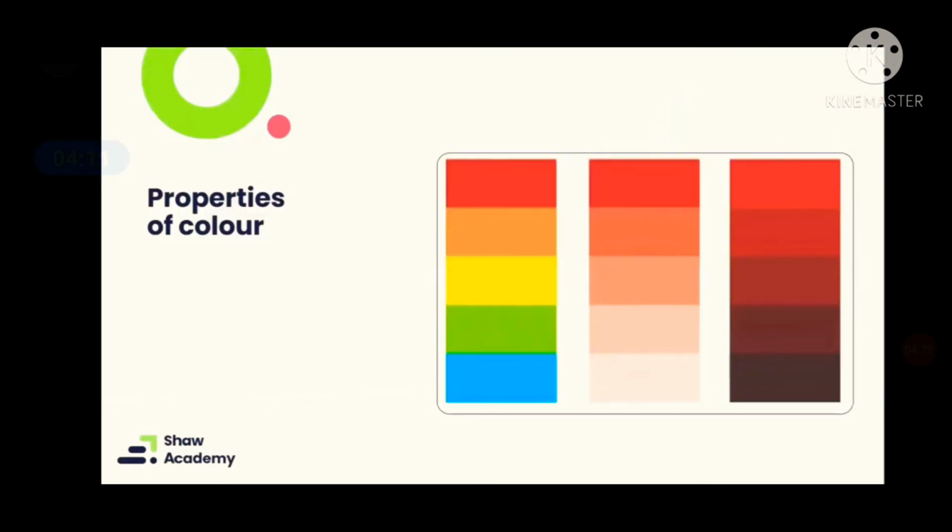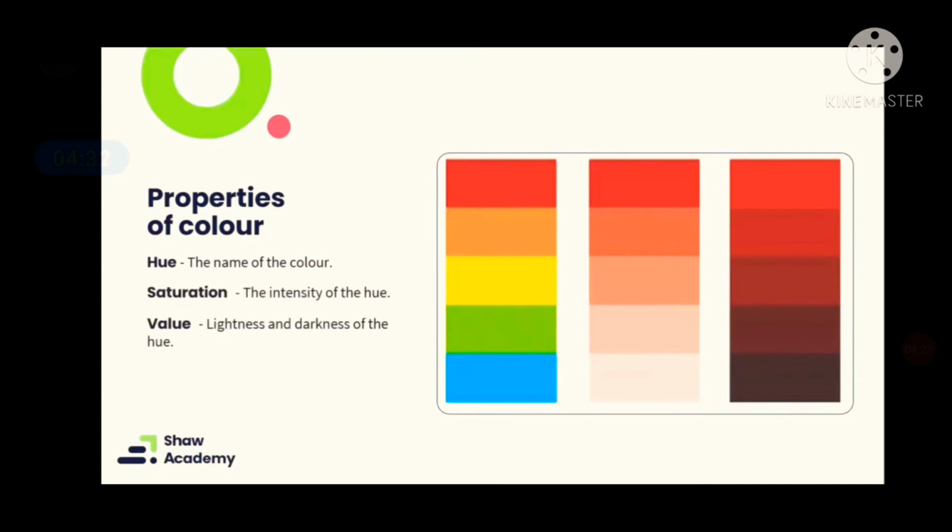Remember in your lesson 4, where we learned about our elements and principles of design, we spoke about the properties that are associated with color. Can any of you remember what these properties were? Let me help you out. Firstly, we had the hue of a color, the saturation, and the value of a color. So we start off with hue. Hue is the name of the color. So in simplistic terms, in this instance, our hue would be red.